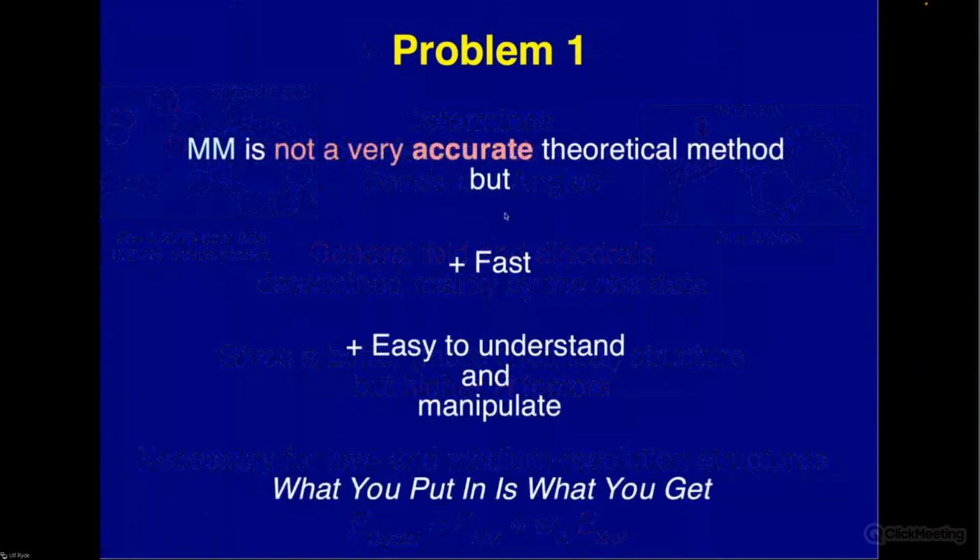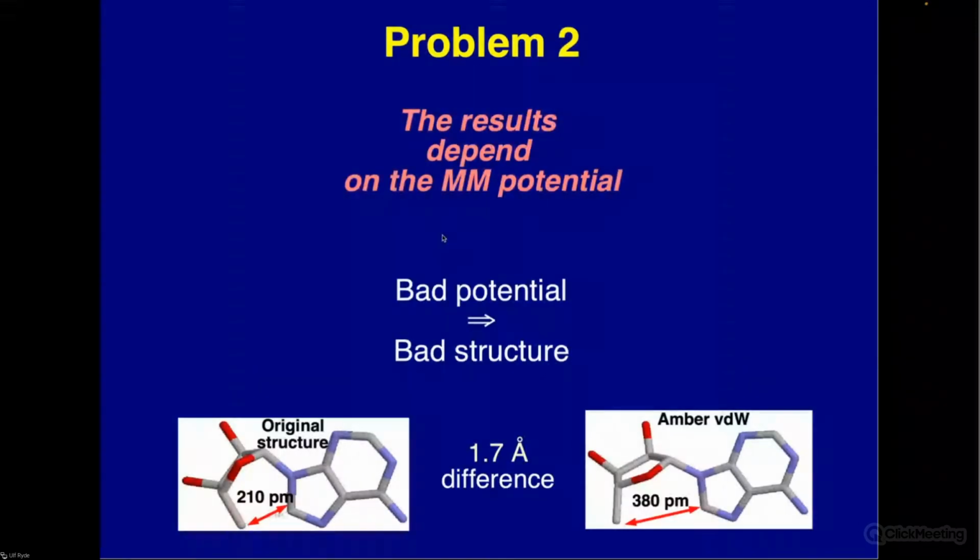And from a computational chemistry point of view, there are several problems with this. One problem is that the molecular mechanics is not the most accurate computational method. It's fast and it's easy to understand and it's easy to manipulate. A second problem is, of course, that the results will depend on this molecular mechanics potential. So if you have a bad potential, you will get a bad structure. And if you have different molecular mechanics potential, you might get different structures, like shown in this figure.